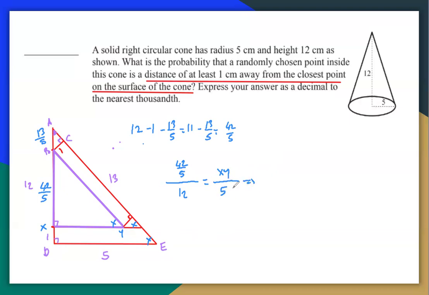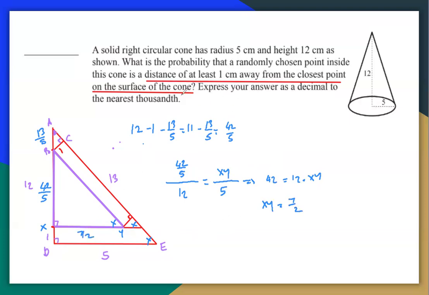Okay, so if I do cross multiplication, the 5 and 5 will cancel. So you get 42 equals 12 times XY. So divide by 6. So the XY will be 7 over 2. So that is 7 over 2.